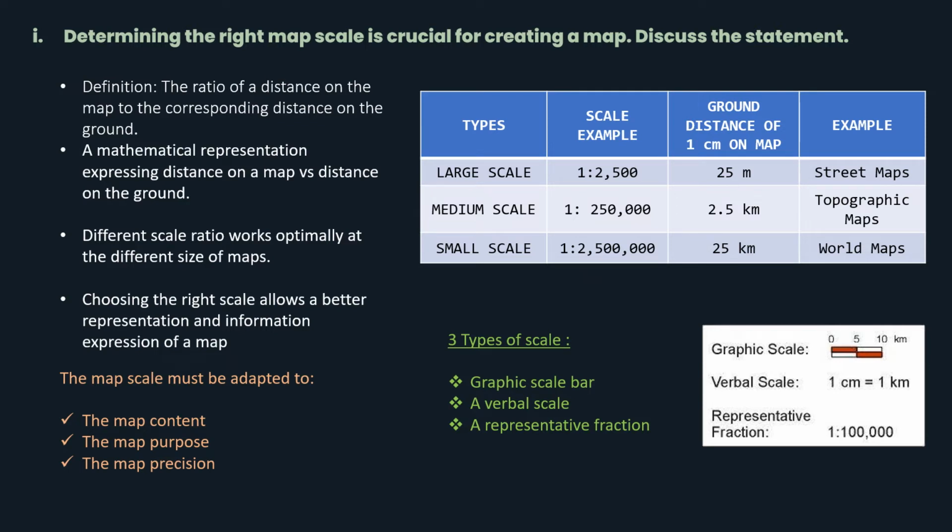And lastly, the type of scale called the representative fraction. It is a fraction in which the numerator expresses the distance on the map and the denominator represents the actual distance on the ground. It must be noted that the numerator is always 1 and both the numerator and the denominator are expressed in the same unit.